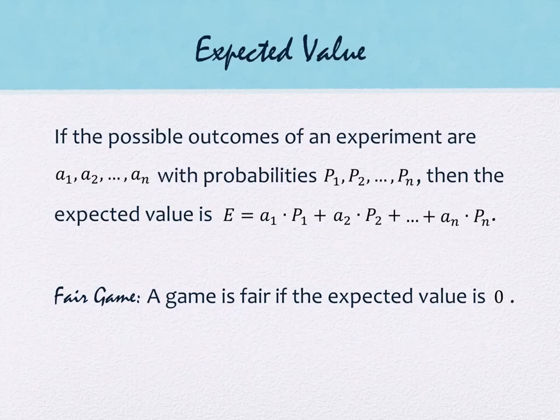Our second application in this section is called expected value. So if the possible outcomes of an experiment are A1, A2, up to An, with probabilities P1, P2, up to Pn, then the expected value is the product of each of those values times their probability. So A1 times P1, A2 times P2, and then we add them all together.